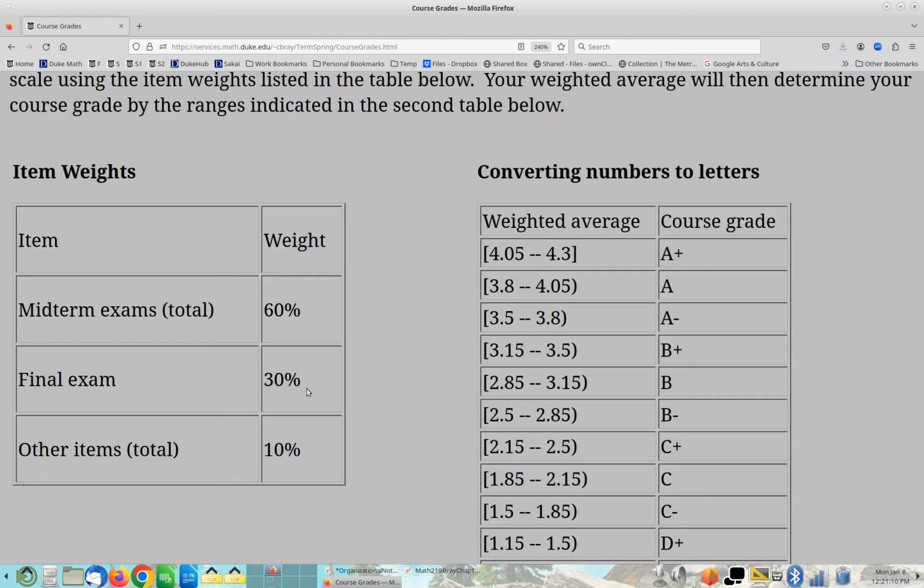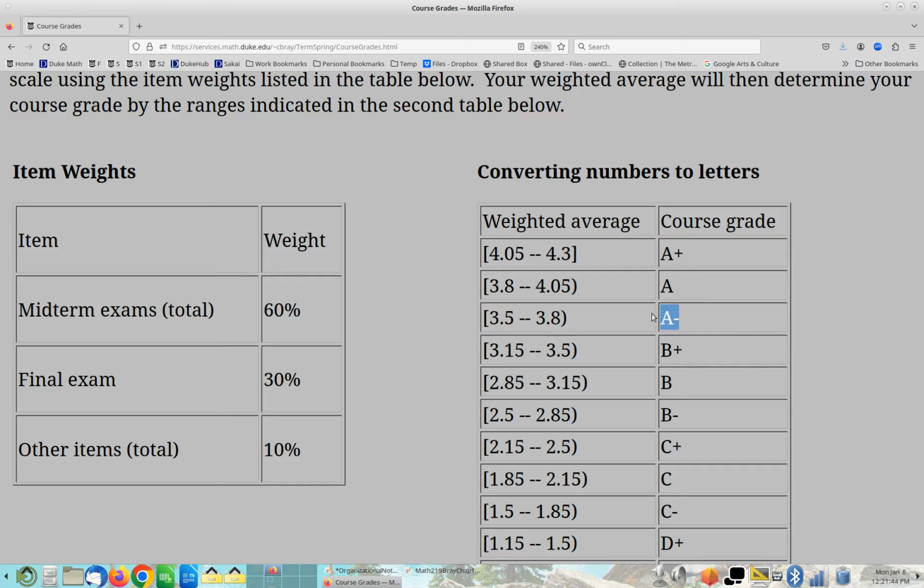When that weighted average is computed, looking at your grades on all these graded items, weighted average using these weights, you will end up with a final weighted average for the course. And that weighted average will fall into one of these bins. So, for example, let's suppose your weighted average ends up being 3.58, let's say. Right? Well, 3.58 falls into this bin. You'll get an A- for the course. So it's a nice, simple little system.